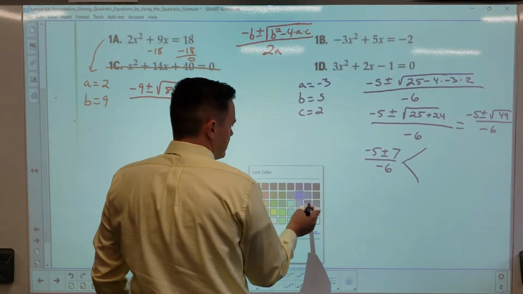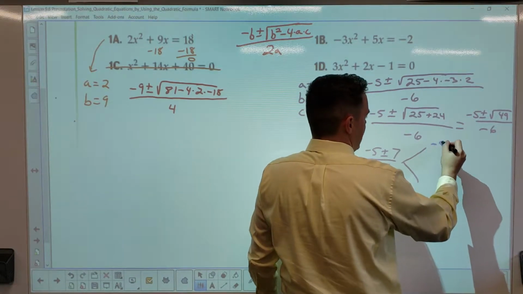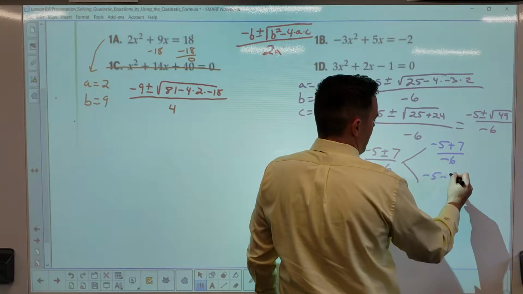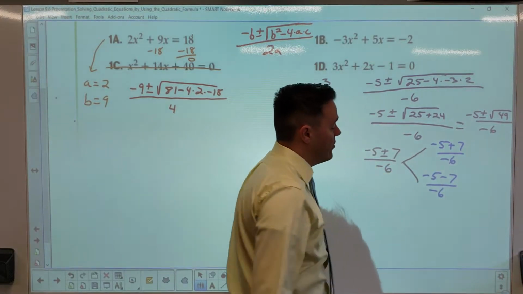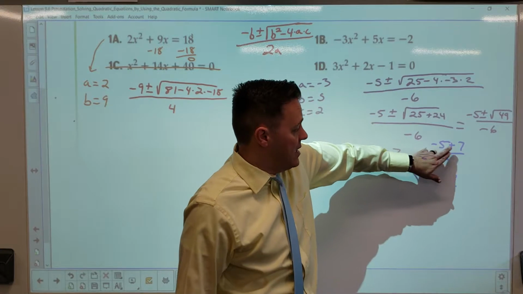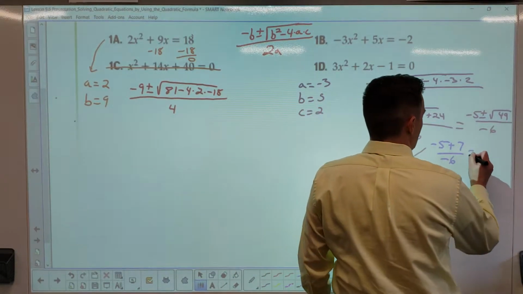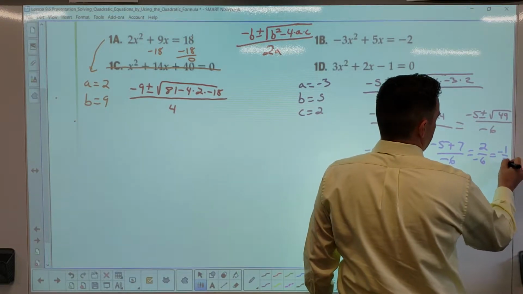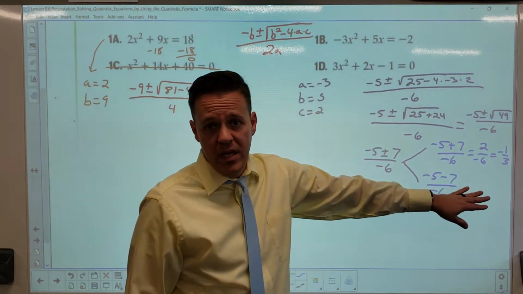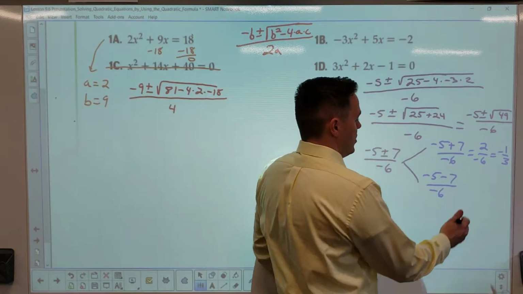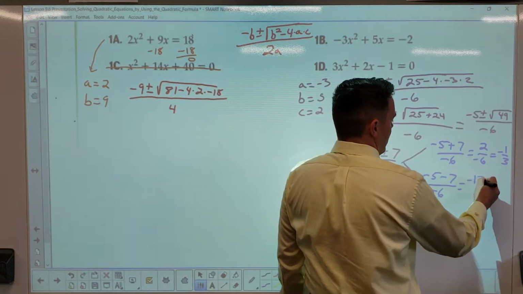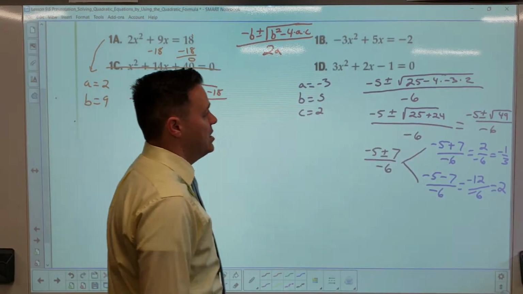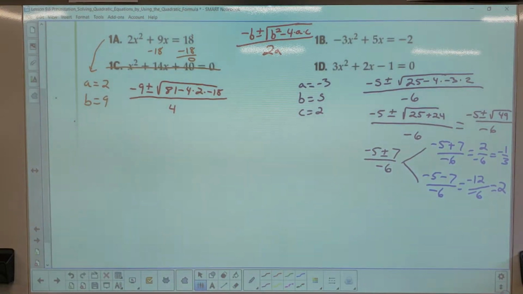You splinter it off, it's negative 5 plus 7 and negative 5 minus 7. Solve it out. Negative 5 plus 7 would be 2 over negative 6, which ends up being negative 1/3. That's where the repeating 3 comes into play. This one here would be negative 12 over negative 6. Simplify that, and your answer would be 2.